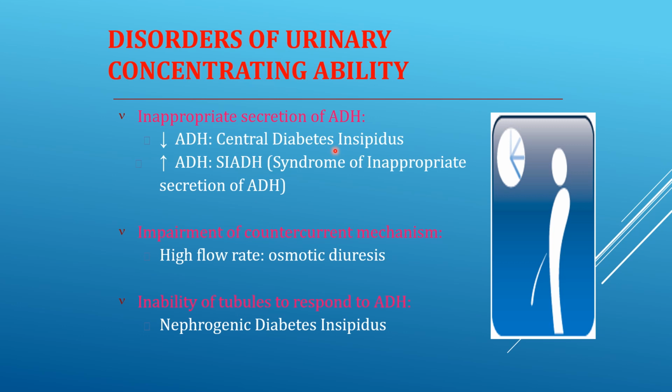And the disorders of urinary concentrating ability are: inappropriate secretion of ADH, that is, decreased ADH seen in central diabetes insipidus, and increased ADH seen in syndrome of inappropriate secretion of ADH, SIADH; impairment of the countercurrent mechanism, that is, high flow rate leading to osmotic diuresis; and inability of tubules to respond to ADH, seen in nephrogenic diabetes insipidus. So these are some of the disorders of urine concentrating ability.